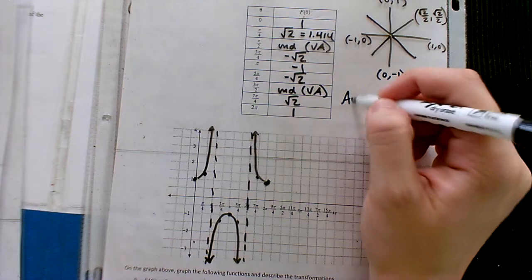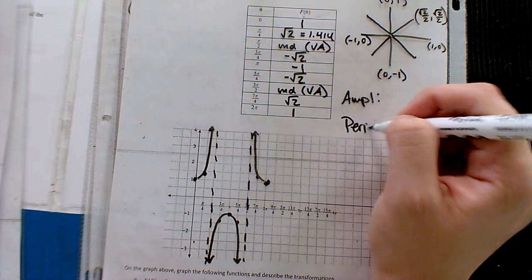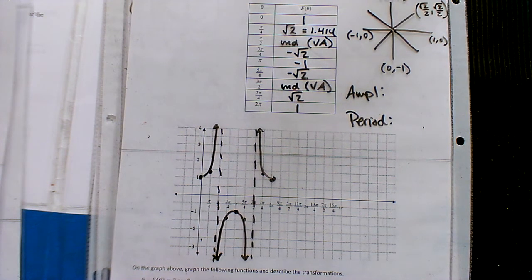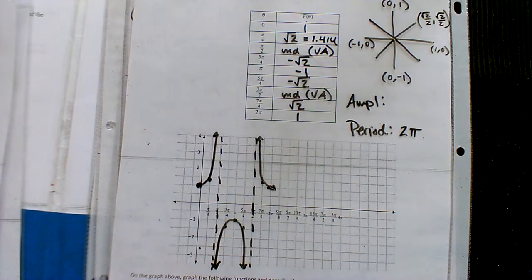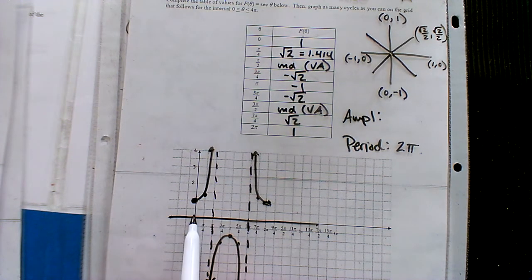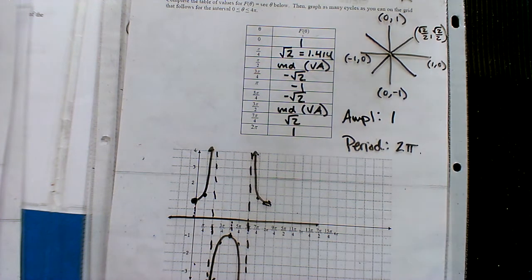All right, let's see if we can identify amplitude and period. How wide is that one cycle? From beginning point to ending point, looks like 2 pi. Hopefully that makes sense because cosine has a period of 2 pi. And our amplitude, if you were to draw the middle of your graph, looks like you got to count up 1 or down 1 to get to a vertex. So our amplitude's 1.